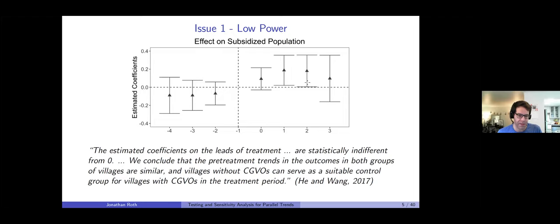And you can invert this sensitivity analysis and say, well, say we want to rule out that the treatment effect is zero. At what value of M do our conclusions break down, such that we can no longer reject this null hypothesis of interest? So how wiggly and nonlinear would that difference in trends have to be such that we can't reject our null hypothesis of interest?